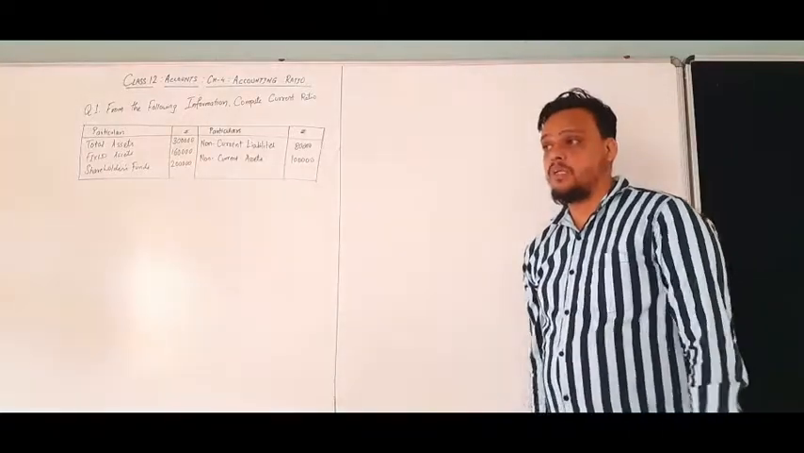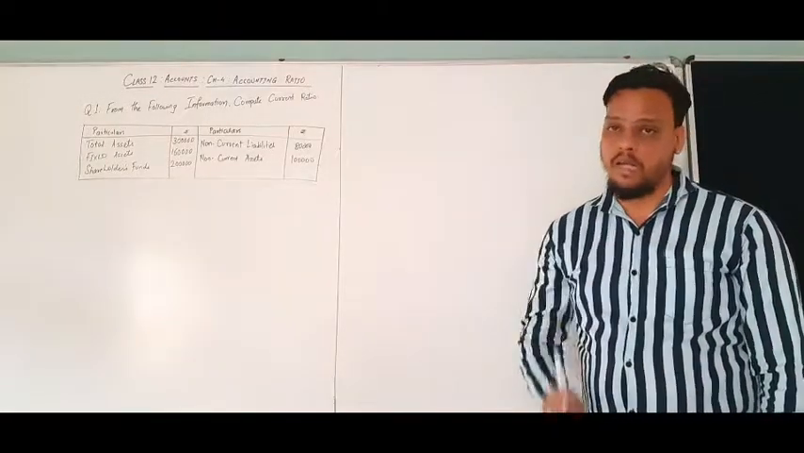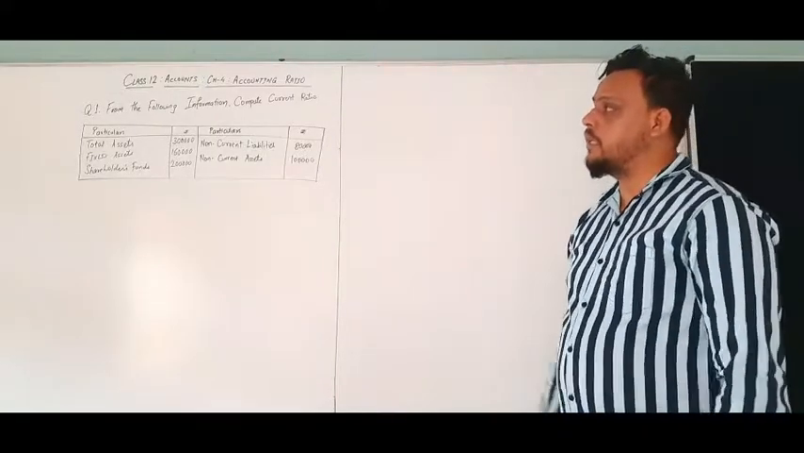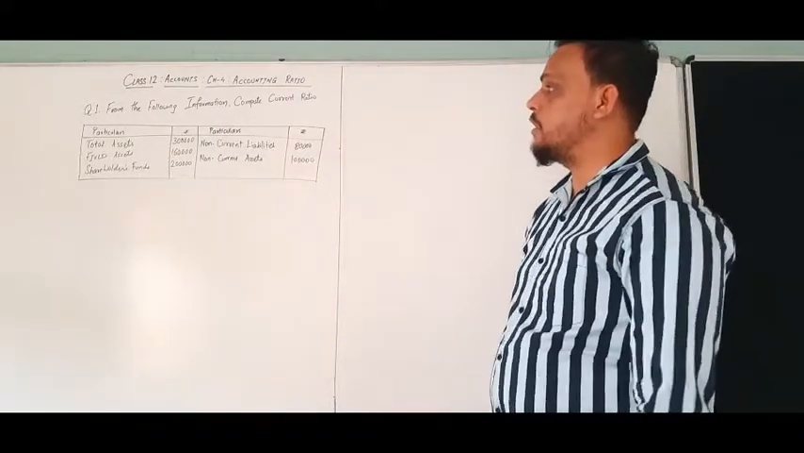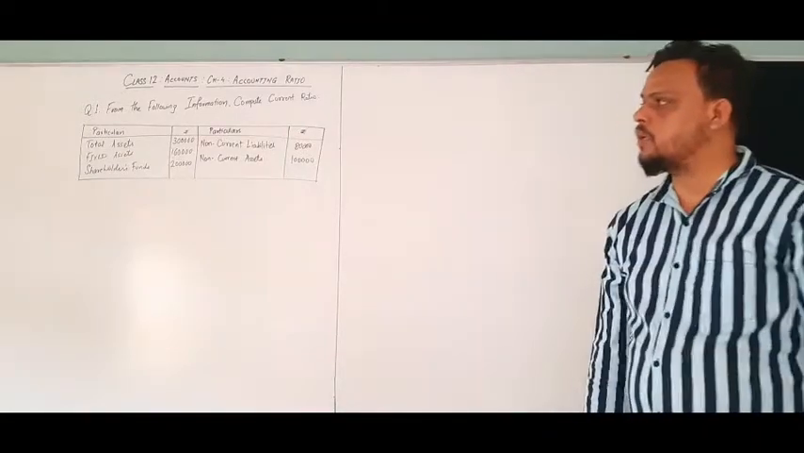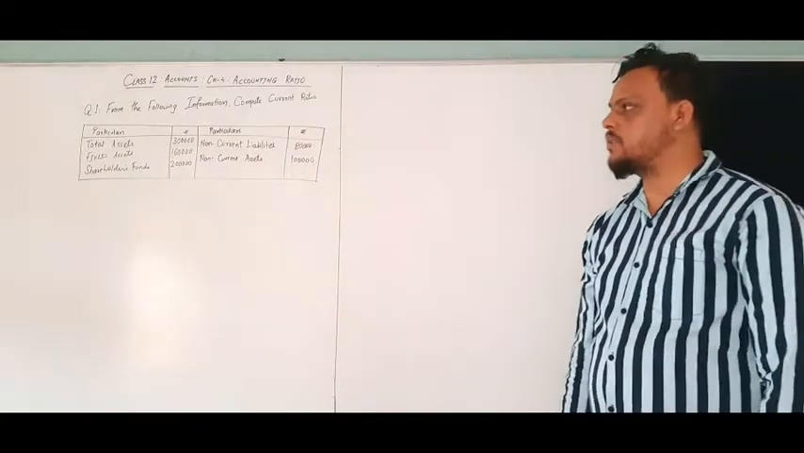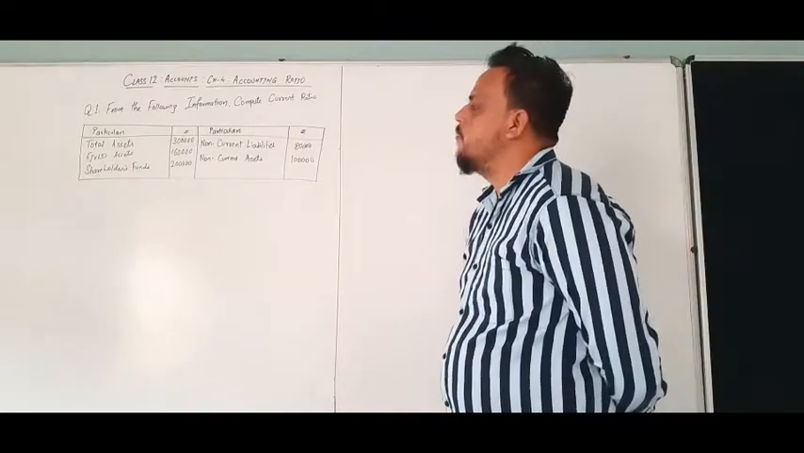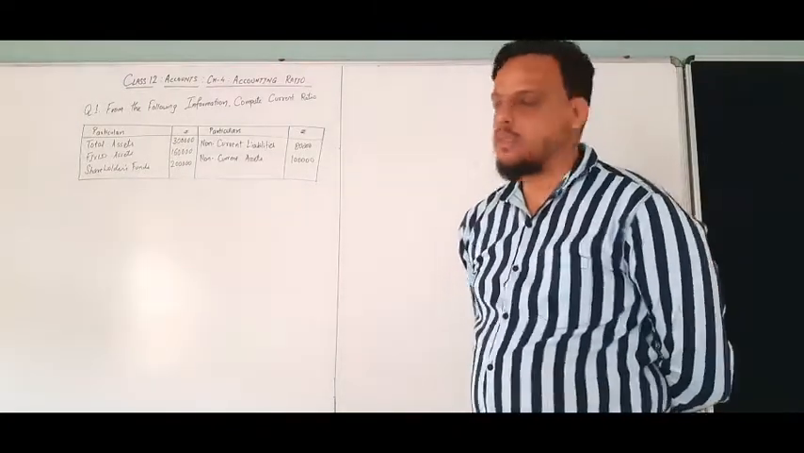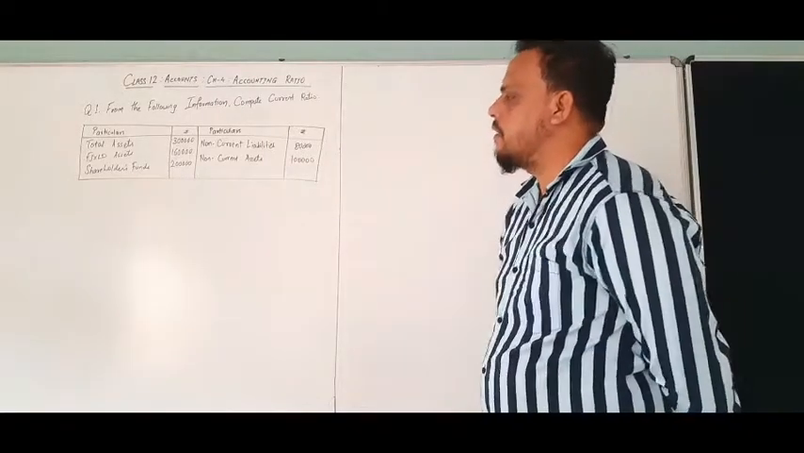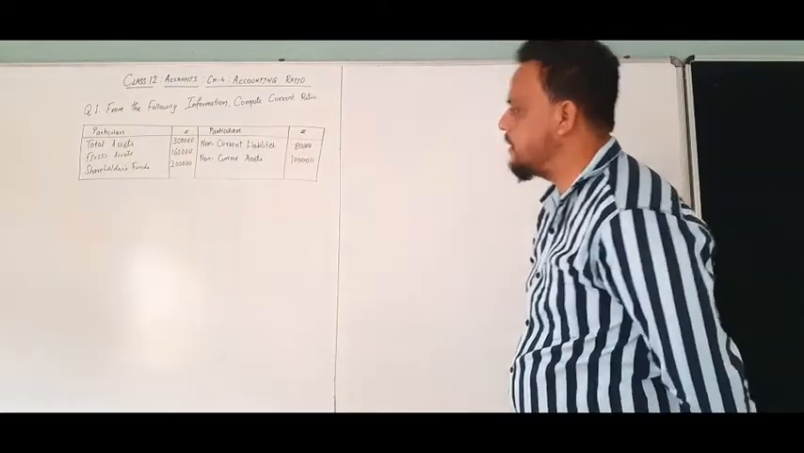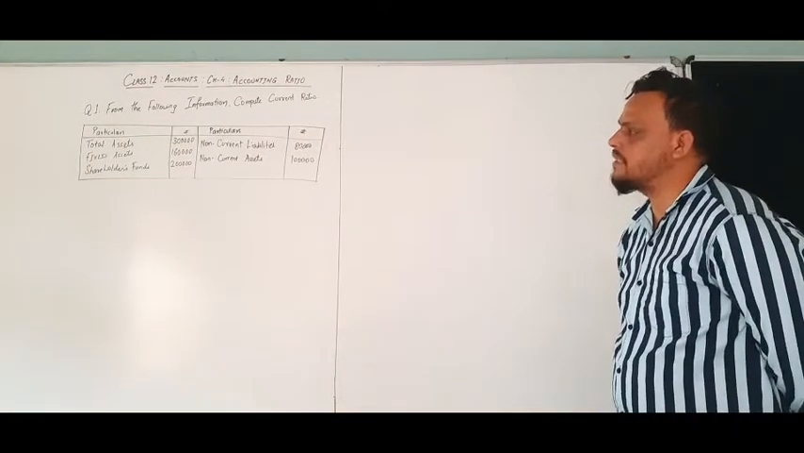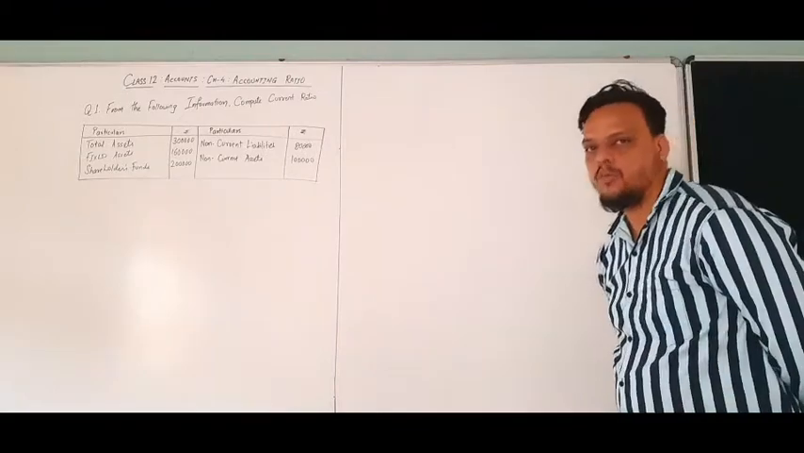Current ratio formula is current assets upon current liability. Here I have a certain question. It says: from the following information, compute the current ratio. We have the particulars: total assets of 3 lakh rupees, fixed assets of 1,60,000, shareholders fund of 2 lakh rupees, non-current liability of 80,000 rupees, and non-current assets of 1 lakh rupees.